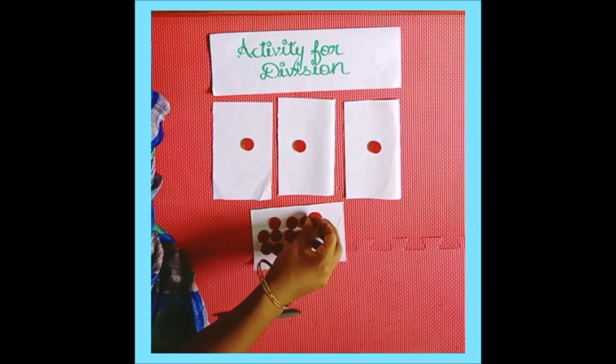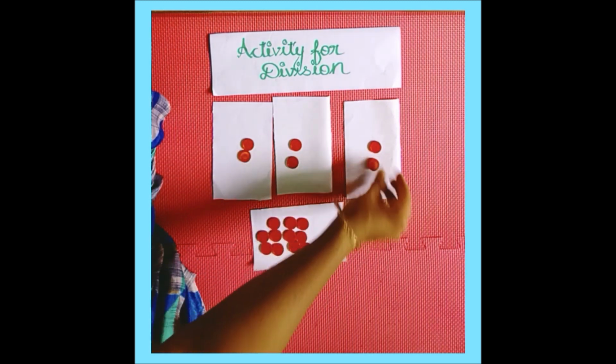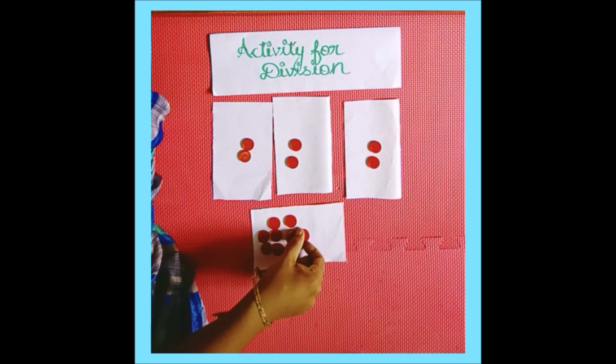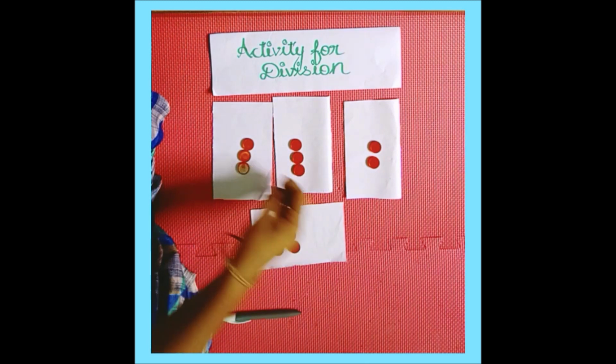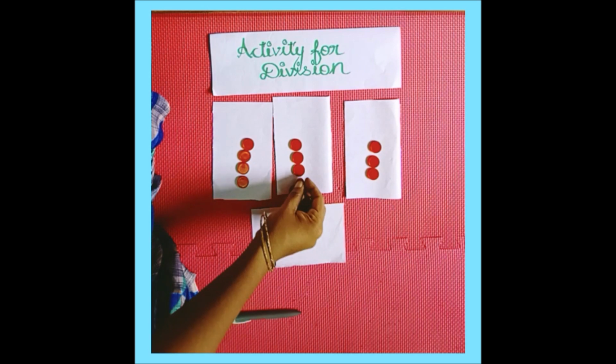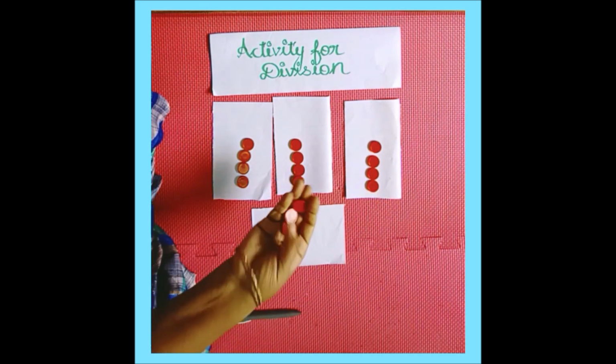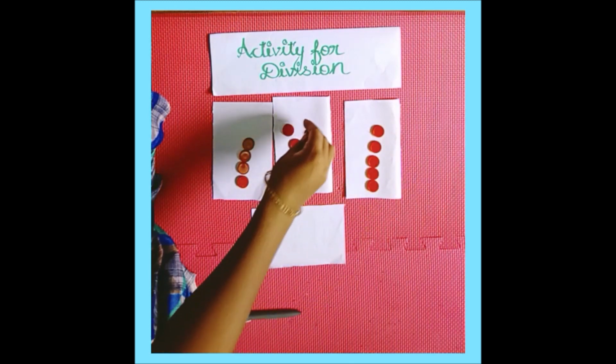You have to take 3 coins at once. Why are we taking 3 coins at once? Because our divisor is 3. That's why we are taking 3 coins at once. Okay. So similarly we are distributing the coins to each pot by taking 3 coins at once.